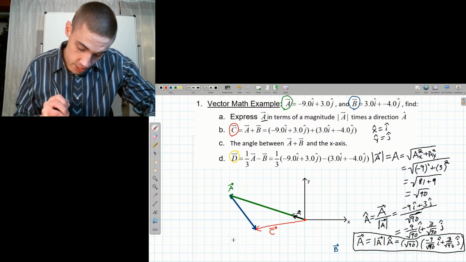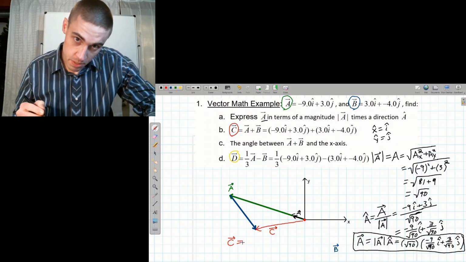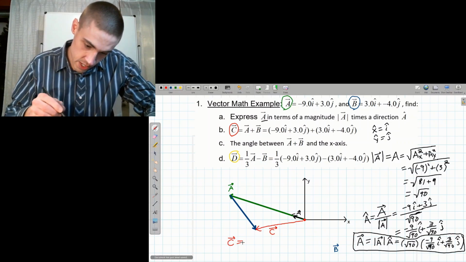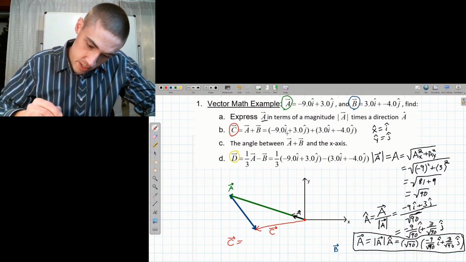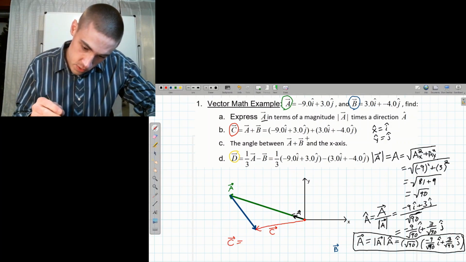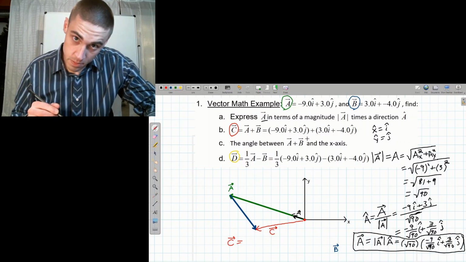I can also do it the algebraic way, where I add them component by component. I already have it written down up here: it's minus 9 i hat plus 3 j hat plus these other two terms here. When I add these two together, it's just going to be a component by component addition.